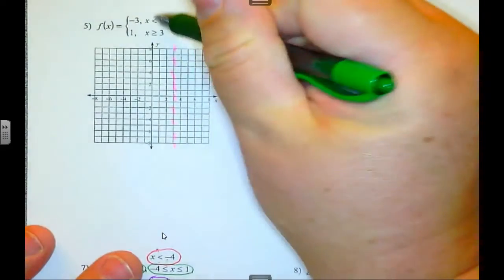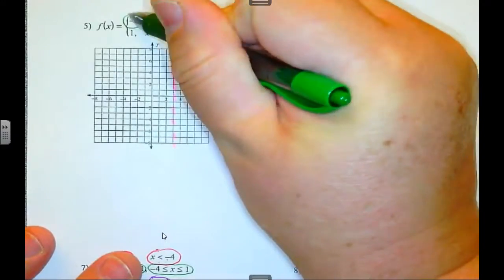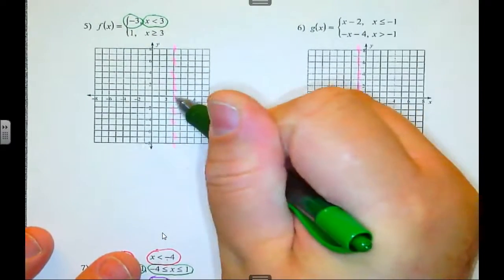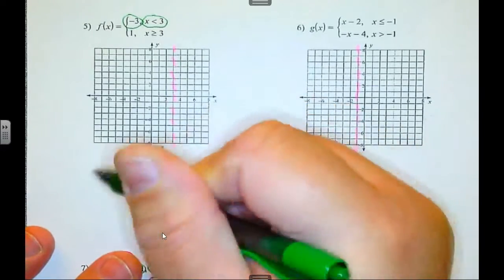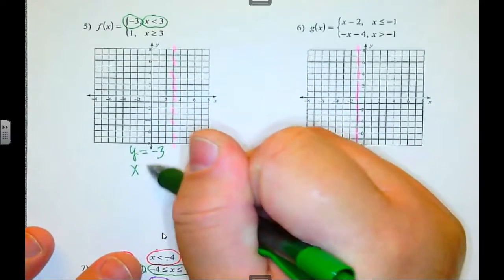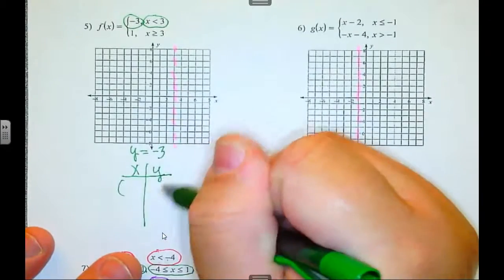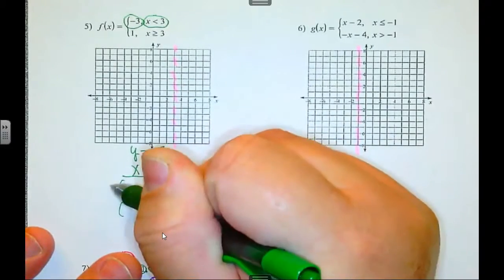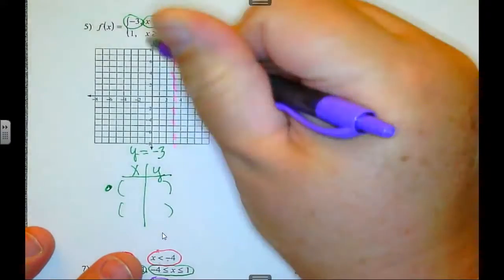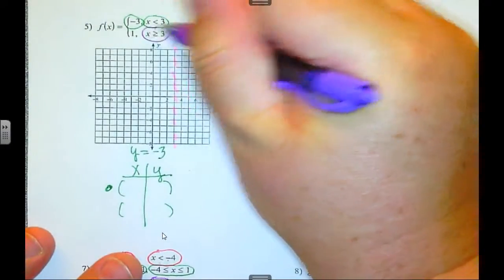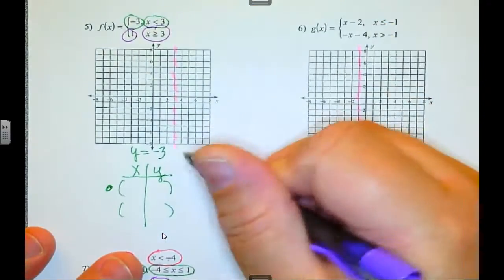Okay, anything less than 3, I use negative 3. Anything less than 3, y equals negative 3. That's an open circle. An open circle. Anything greater than or equal to 3 is 1.